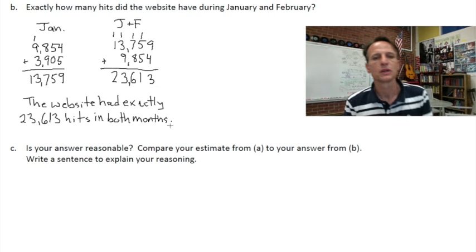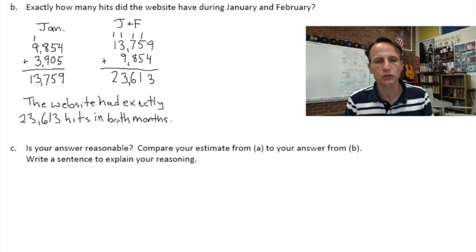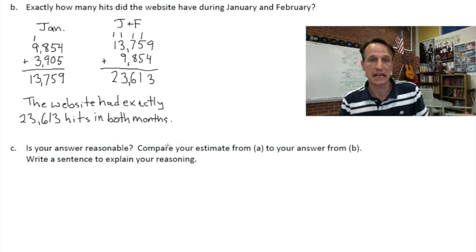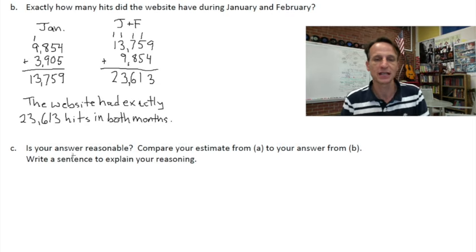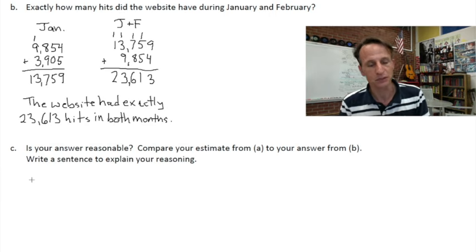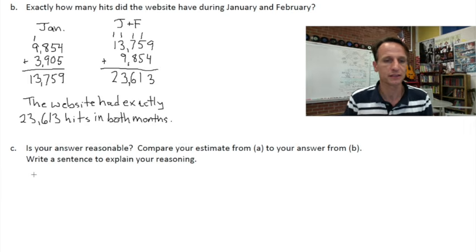Now to answer the question, is our answer reasonable on part C, they actually tell you how to go about answering that. What you do is you compare your estimate to your exact answer, and they should be in the same neighborhood. All right, so we'll write a sentence to explain our reasoning. So, what was our estimate? 24,000. Our exact is 23,613. But if you were rounding to the nearest thousand, you'd round to 24,000. So I'd say, yes, that's a reasonable answer.